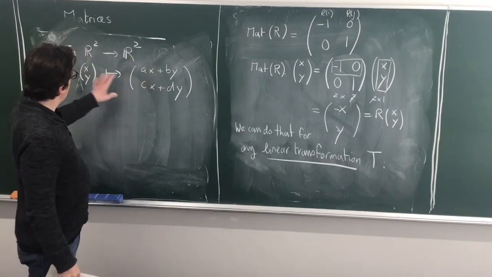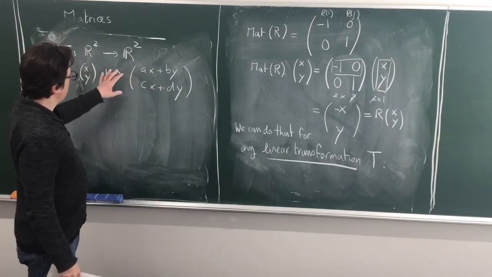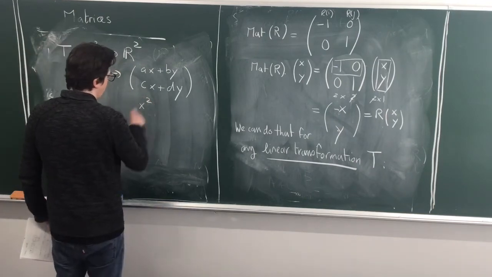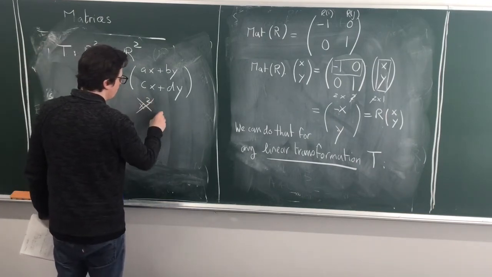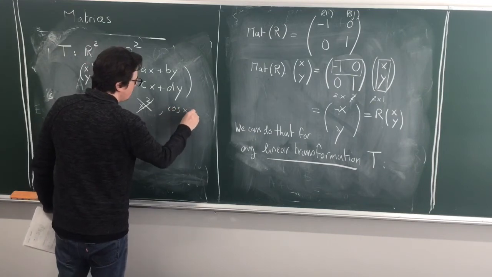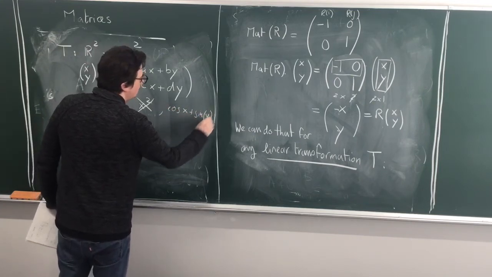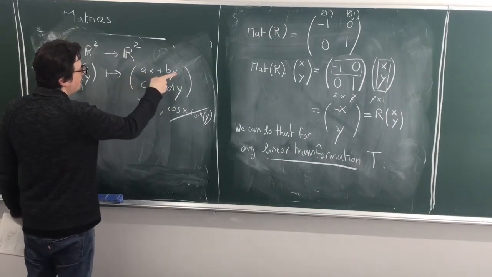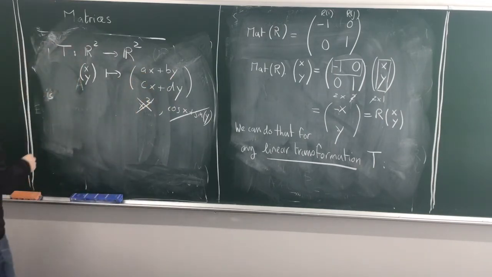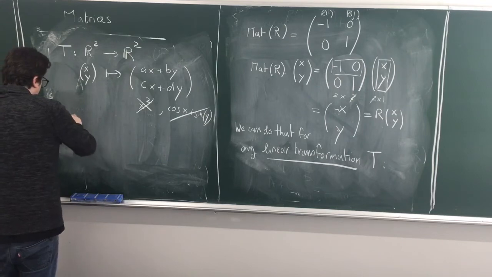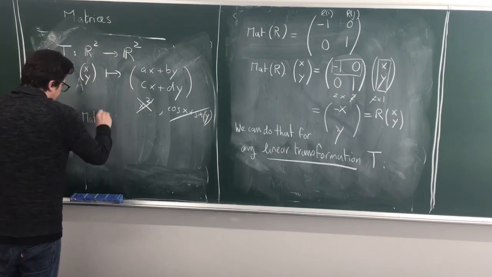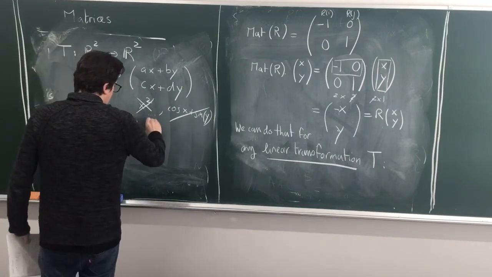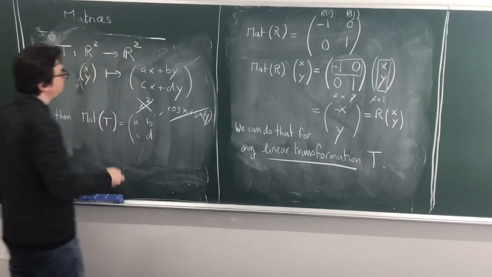Whenever you have this kind of transformation, okay? So basically, you cannot have x squared. This is impossible. You cannot have cos x plus sin y. This is also forbidden. You can only have these kinds of terms. Then mat T, in this case, will just be the matrix a, b, c, d.